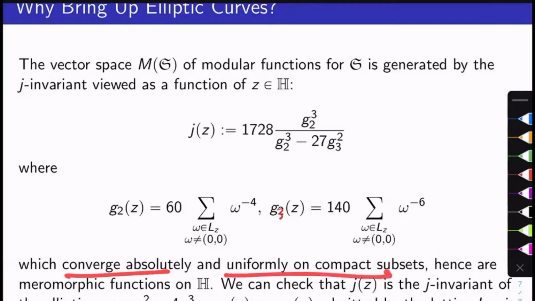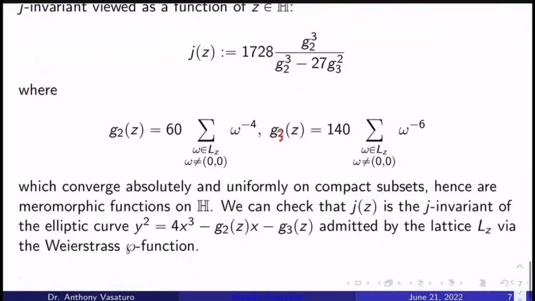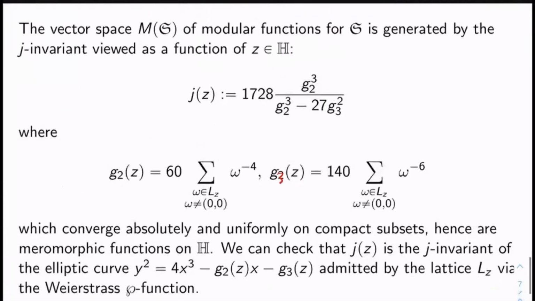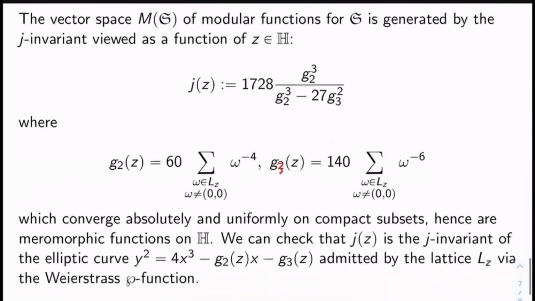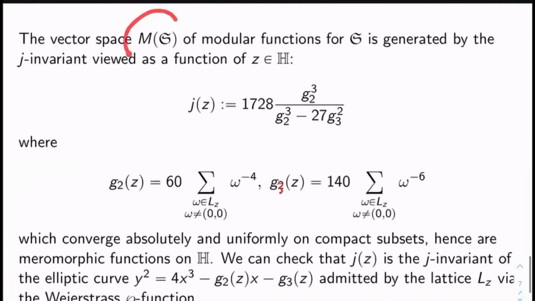These converge absolutely and uniformly in compact subsets, so they're actually meromorphic functions on H. And what's going on here is you can check immediately, because I gave you the formula for the j-invariant of an elliptic curve over C, that j of z, this ugly function here, is nothing but the j-invariant of the elliptic curve y squared equals 4x cubed minus g2 of z x minus g3 of z, admitted by the lattice L sub z via the Weierstrass phi function. In other words, under the identification I gave you above of complex elliptic curves with lattices L sub z. And so I guess what you could say here is M of S is just C adjoin j. The j-invariant kind of governs the space of modular functions for SL2Z.